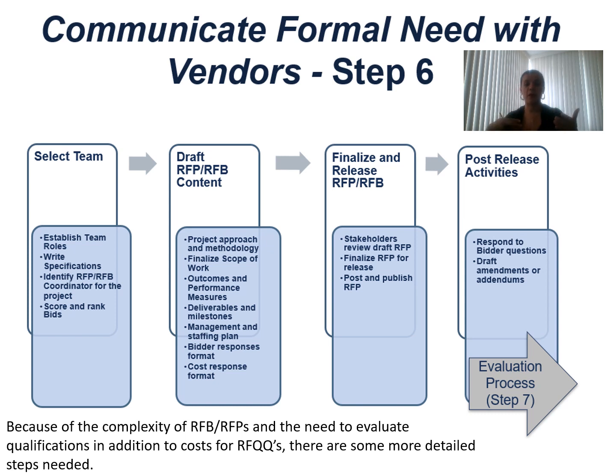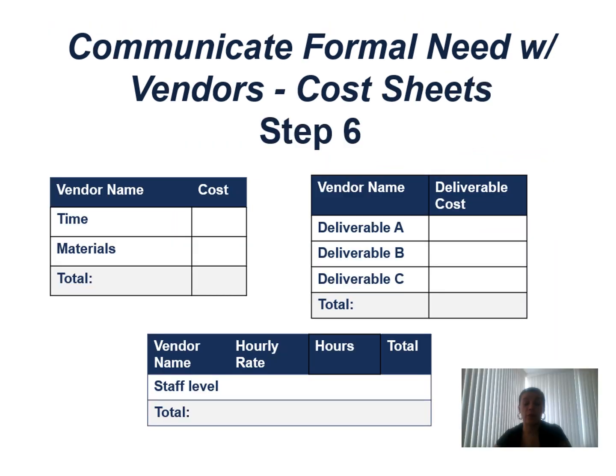Because of the complexity of these processes and the need to evaluate qualification, in addition to the cost of the RFQ, there are some more detailed steps needed. This is a very complex but very important process to go through step by step. Without the formality of this process, you should have a spreadsheet with the following items, like vendor name, to consolidate all the information and to start building the cost sheets for everything that you are asking for. All of this needs formal analysis and documentation.